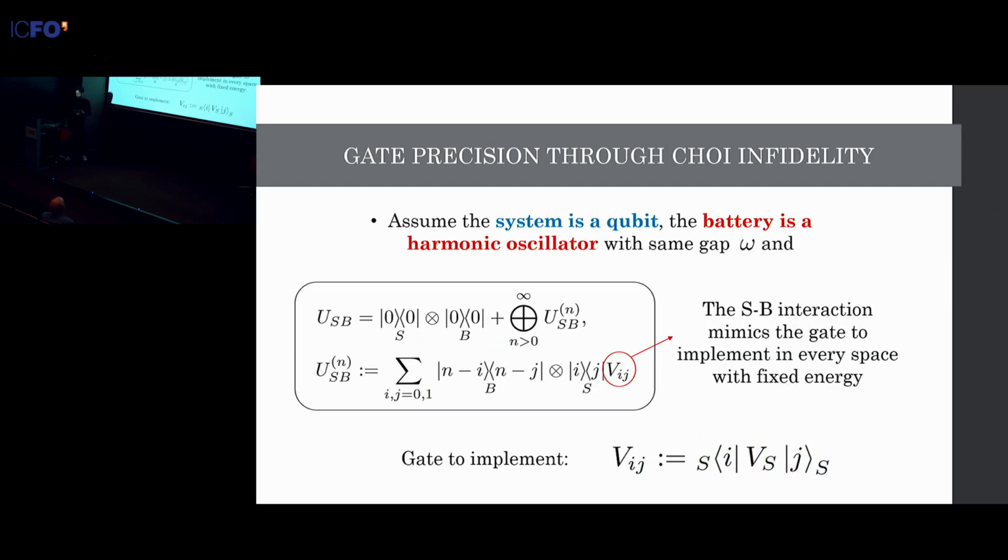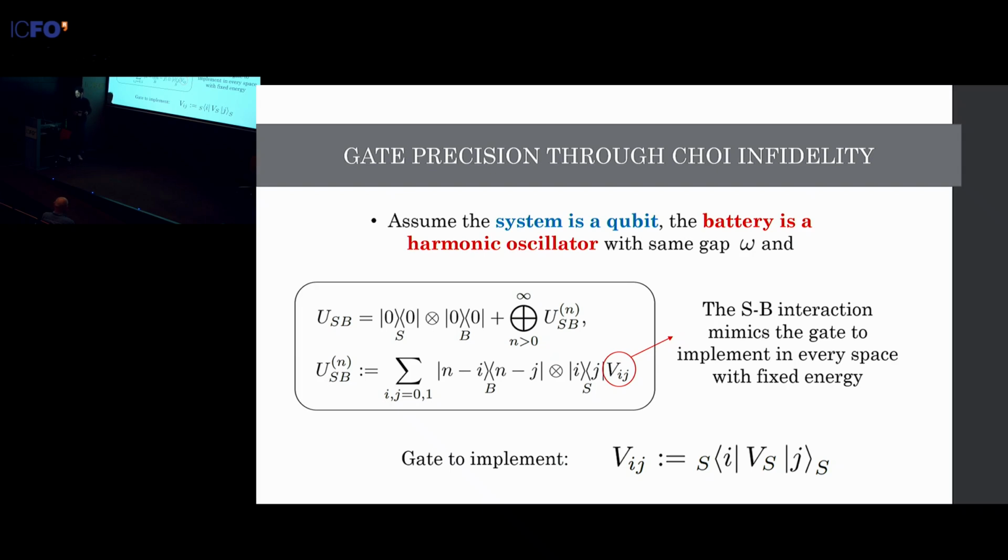Okay, so we will assume that the system is a qubit and that the battery is a harmonic oscillator with the same gap omega. In this case, as you know, a unitary evolution acting on qubit and oscillator that preserves global energy can be decomposed in effective two-level systems in which the energy is fixed. So we only have to understand how to choose these unitaries in these two-level systems, in which you have a fixed amount of energy.